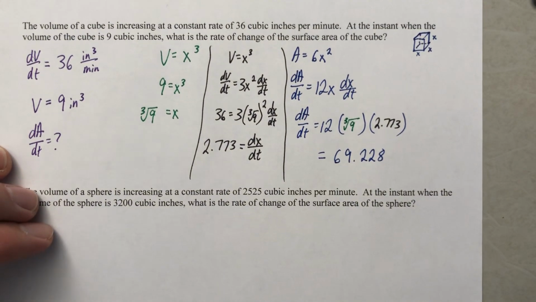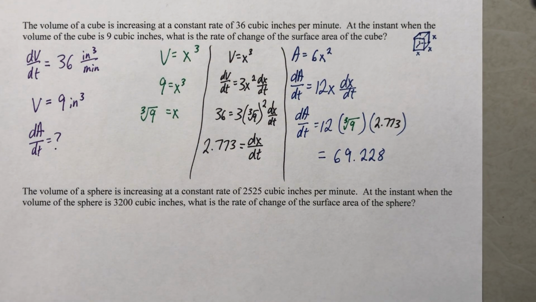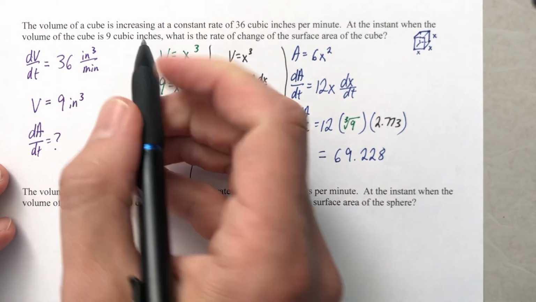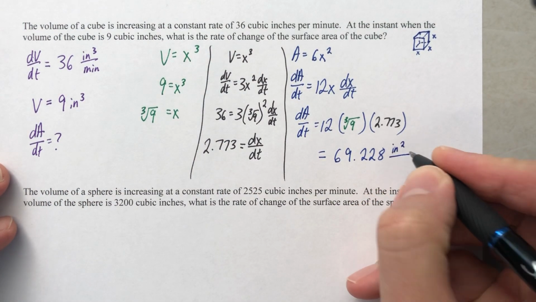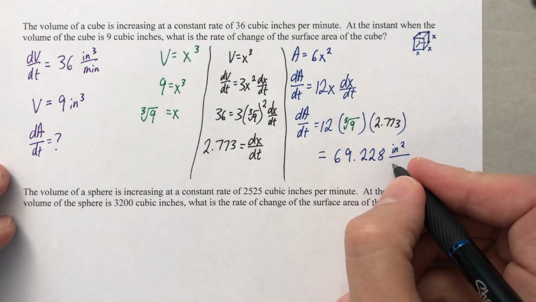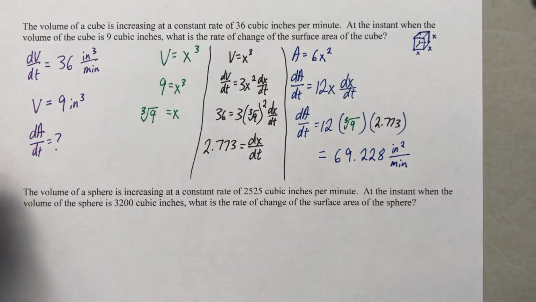Okay, we're dealing with the rate of change of area. Area is going to be measured in square units, in this case inches, so it's square inches. And it is a rate of change, and that means it's going to be per, in this case, minutes. There it is.